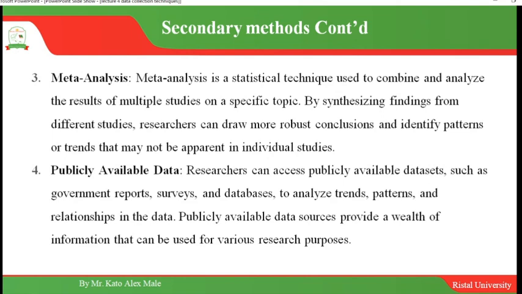Then publicly available data. Here, researchers can access these available data sets. For example, government reports. To give you an example, population census reports from the statistical boards. You get it? Population census, those are very good publicly available data. Then we can also use data from surveys and databases, and we can use these to analyze patterns and relationships in the data. Publicly available data sources provide a wealth of information that can be used for various research purposes.